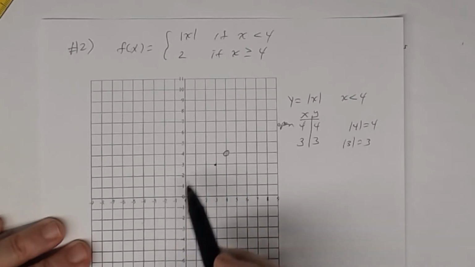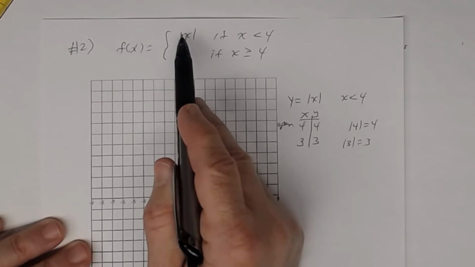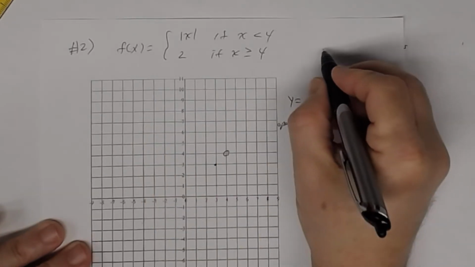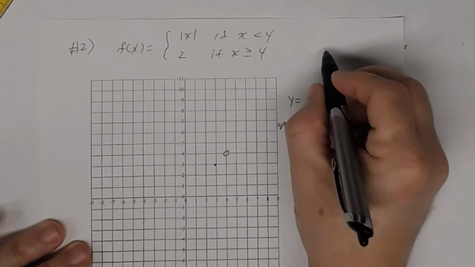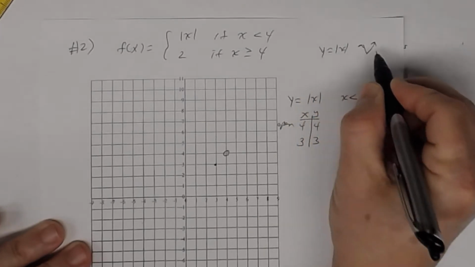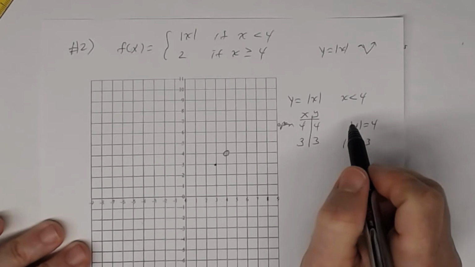Okay, it's not a line. Remember, the absolute value of x is a shape of a v. Remember that? The shape of a v. So you have to remember that y equals the absolute value of x has this shape. Okay, shape of a v.